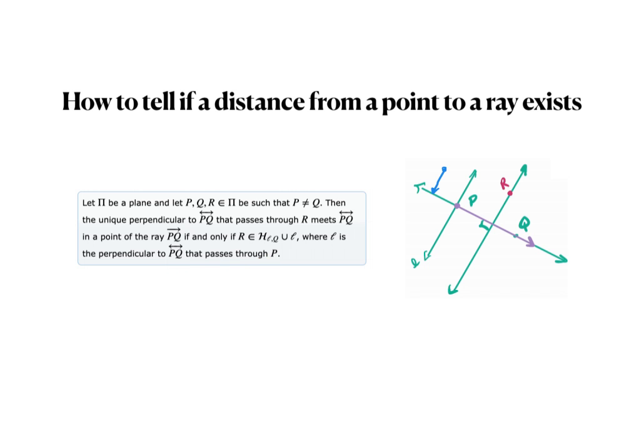So if you think about it, this makes sense, because if I'm looking at the half plane determined by L containing Q, the only way the distance is going to make sense from R to my ray is if somehow the line that's perpendicular to the ray intersects it. It will only happen if R is on this side of my half plane.